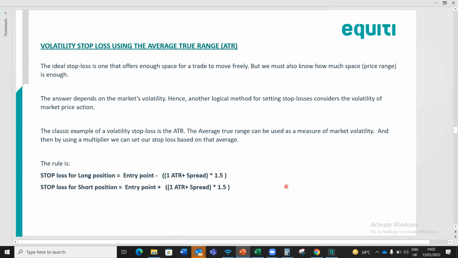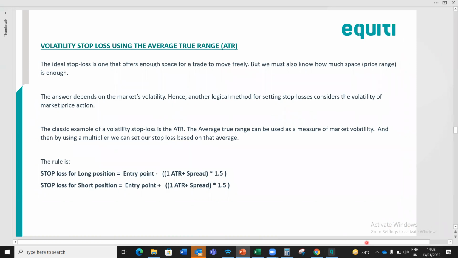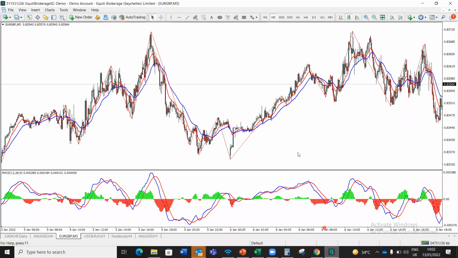ATR, using the average true range. So the average true range is an indicator that we also use to do many things. But one of it that I want to teach you today is how to use it to determine our stop loss levels.